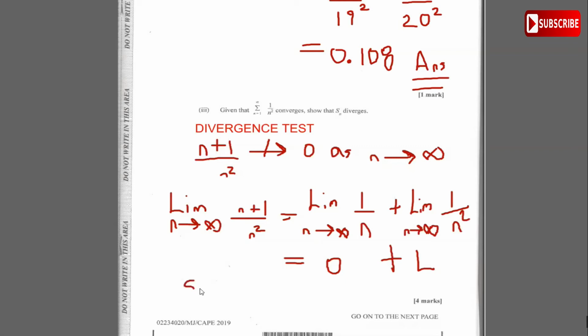And so (n plus 1) over n squared does not converge to 0. It doesn't converge to 0, it's converging to L. And so Sn diverges. This is using the divergence test, nice and easy.